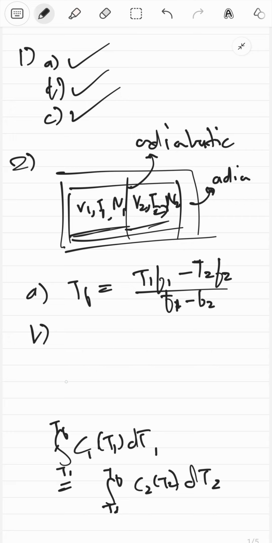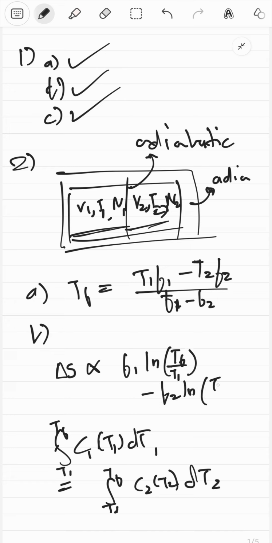Now delta S is proportional to... I'm just going to write it directly. Delta S is proportional to, so there was a natural log, right? So just natural log of... you had an F1 over there. So just proportional to F1 natural log of T final upon T1 minus F2 natural log of T final upon T2, right? It should be plus, I guess. Yeah, that's how it should be.